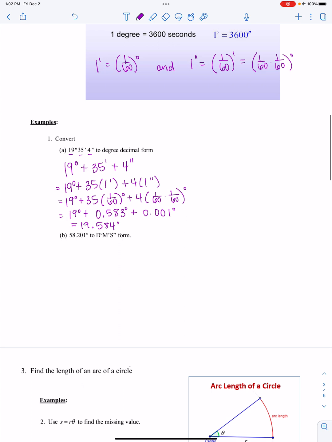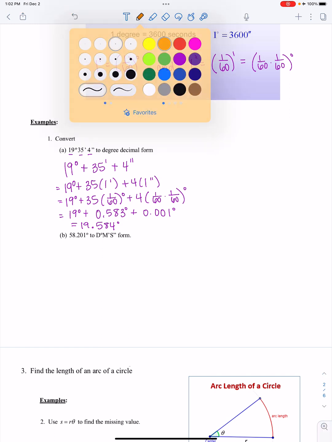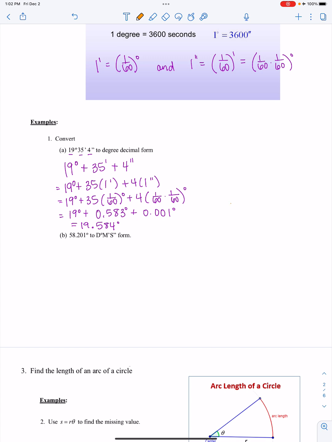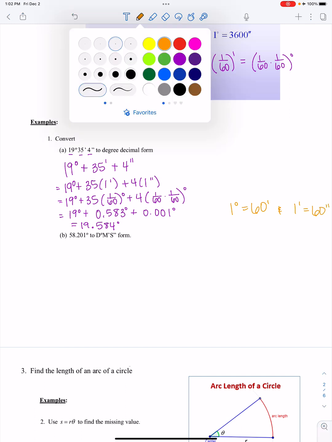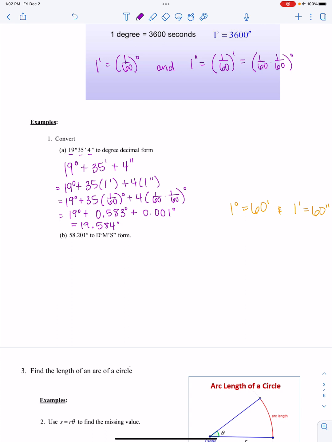Now let's go the other way. Let's go back from degrees into degrees, minutes, and seconds. And just as a side note, I'm going to put it over here on the side. We want to remember that 1 degree is 60 minutes and 1 minute is 60 seconds, because that's going to help us in our conversions. So we have 58.201 degrees. We want to turn this into degrees, minutes, and seconds.